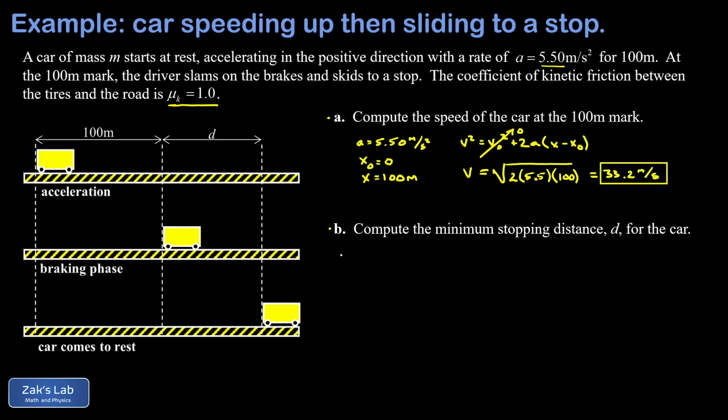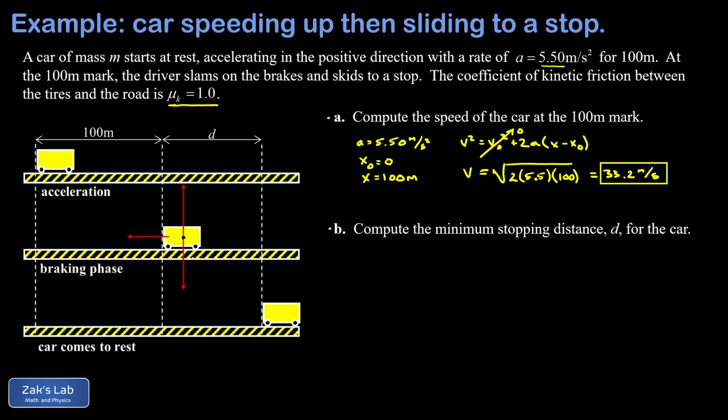Now, part B is a little more difficult. It's not just a pure kinematics problem. We have to figure out first how big the acceleration is caused by kinetic friction. And once we have that acceleration, then we plug into a kinematics problem. So we need a simple force analysis on this car at the moment it begins braking.